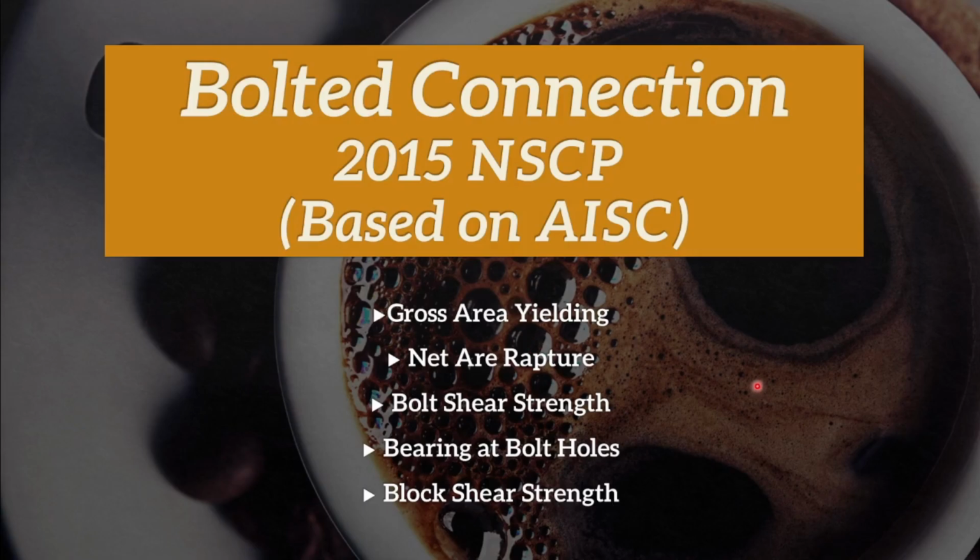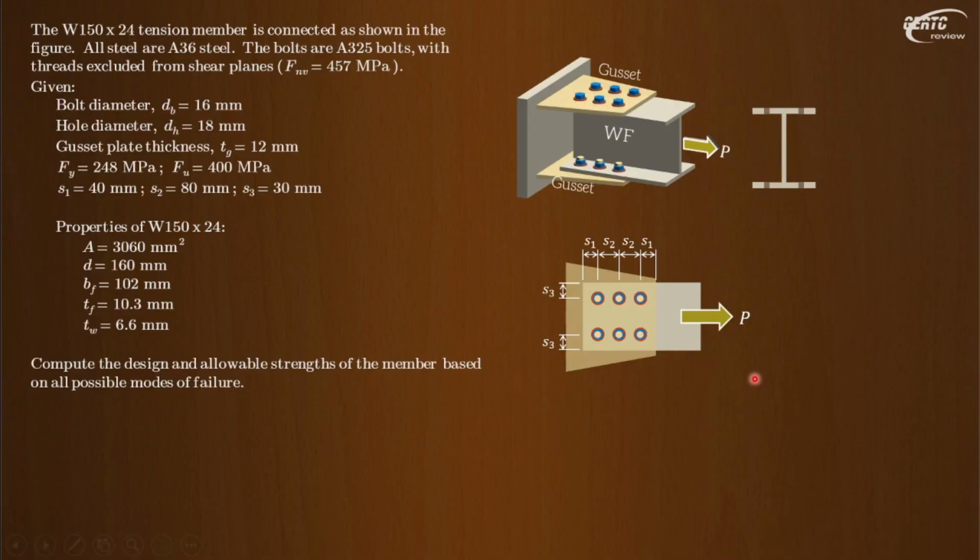Alright, here is our problem. The W150 by 24 tension member is connected as shown in the figure. So we can see here, this is our tension member, the wide flange shape, connected to, let's say, a column by means of 12 bolts. Alright? 12 bolts on gusset plates. So we will just assume here that the connection of the gusset plate to the column is adequate.